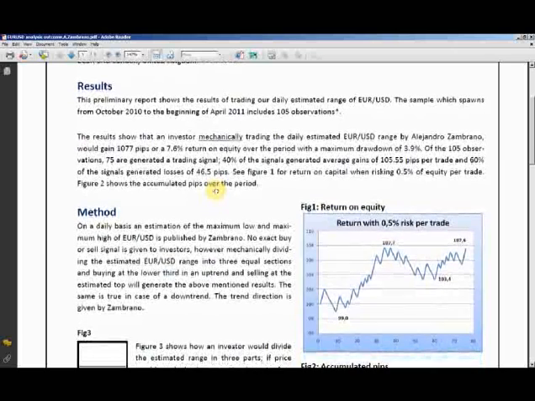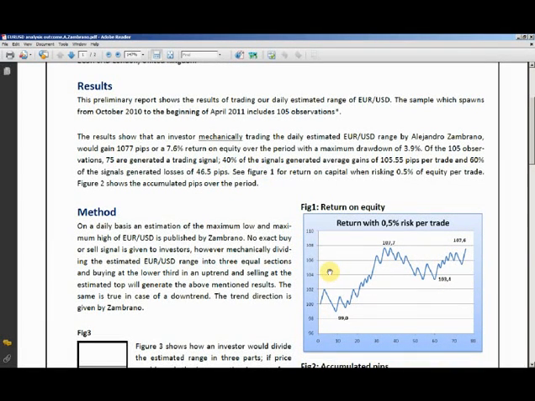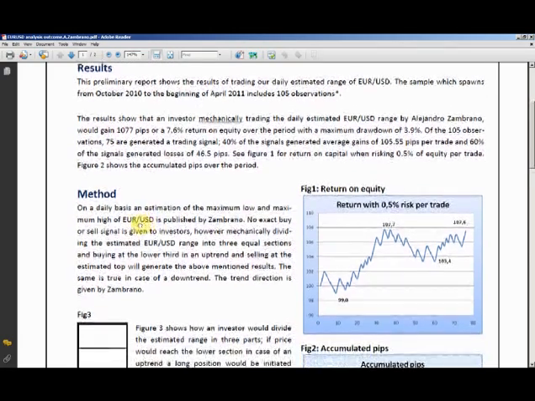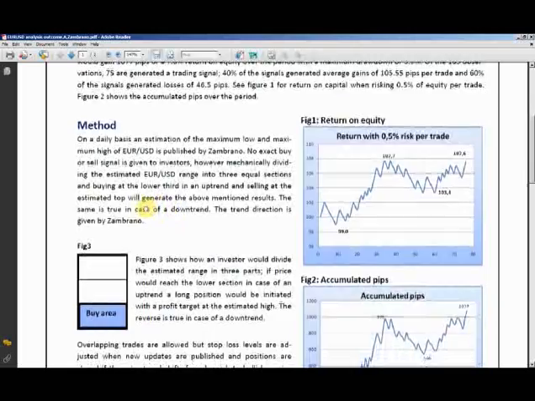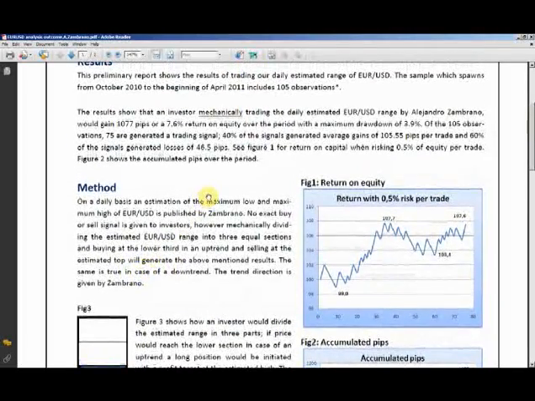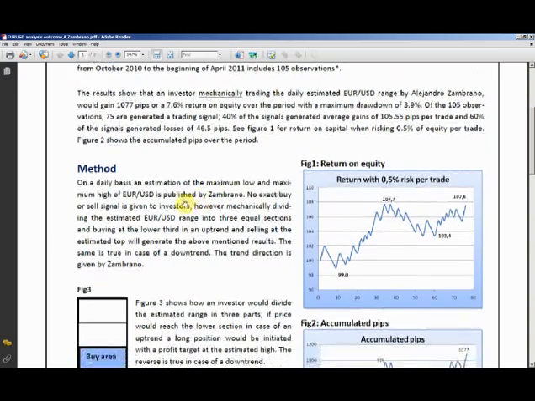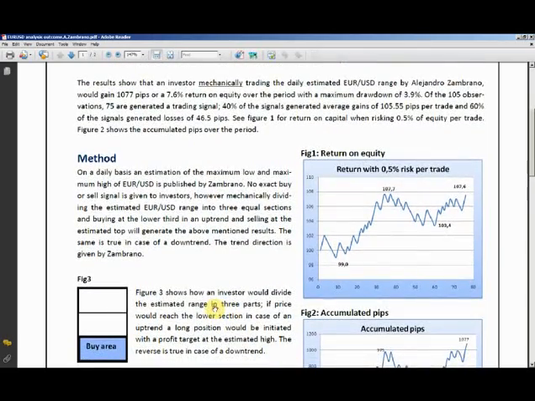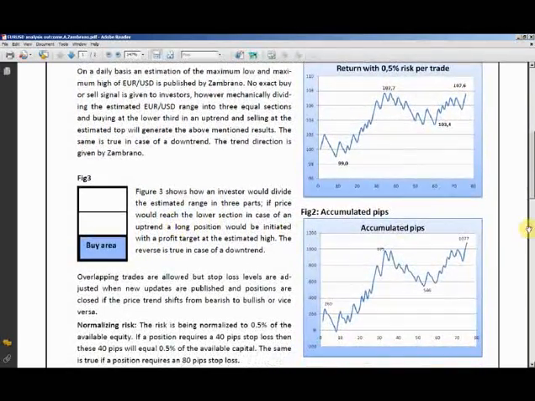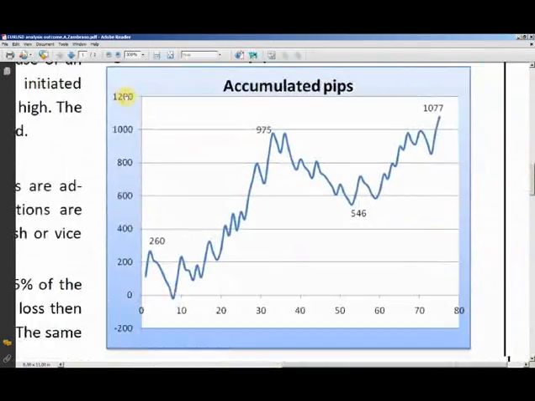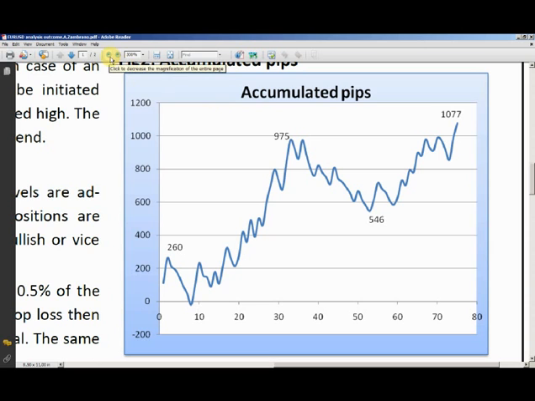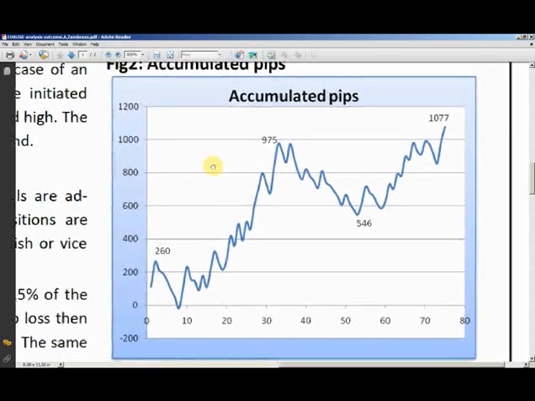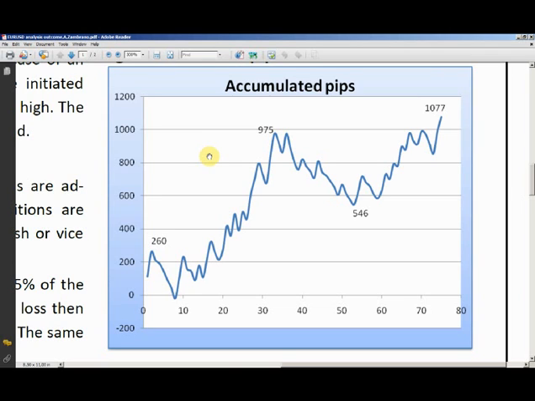This is actually the results of the 105 analyses that I've been doing. In this case, of these 105, we had 75 of those days where trading signals were generated. In our case, because as you probably know, I estimate the maximum low and the maximum high of the euro dollar on a daily basis. And by using this information, we can see here that since October, we accumulated 1,076 pips.